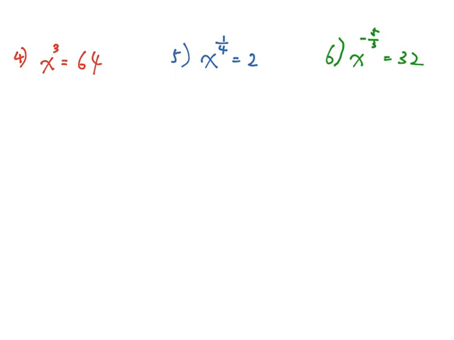Let's check the answer. For question 4, remember we need to cancel the 3, so we need to times 1 over 3. At the same time, right hand side 1 over 3. Then you use the calculator. You can find x is equal to 4. Remember, you can use calculator. 64, power, 1 over 3.